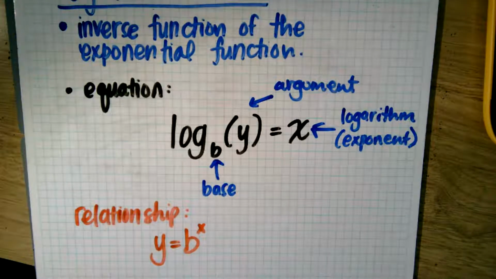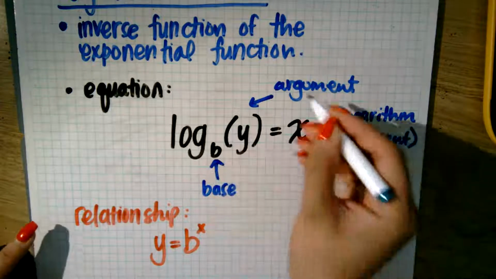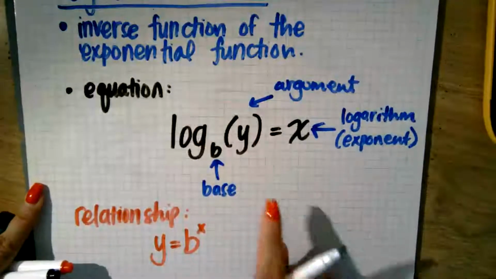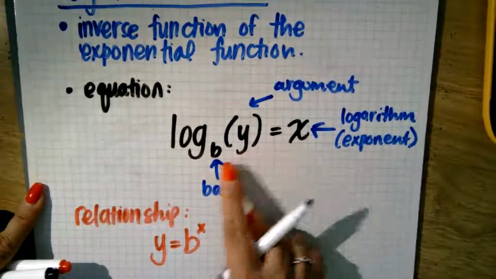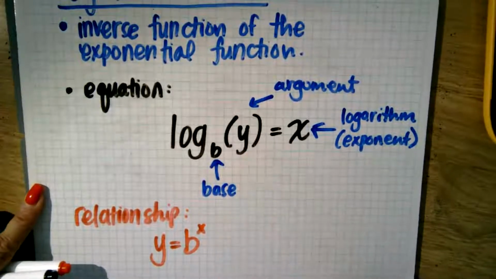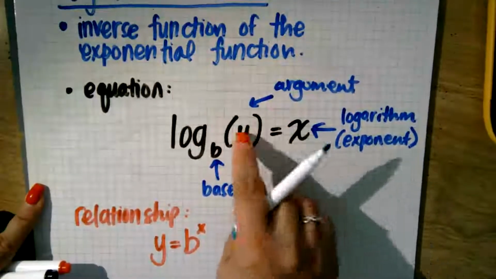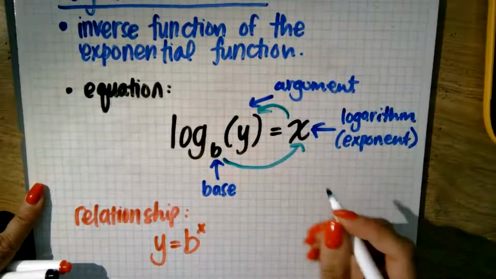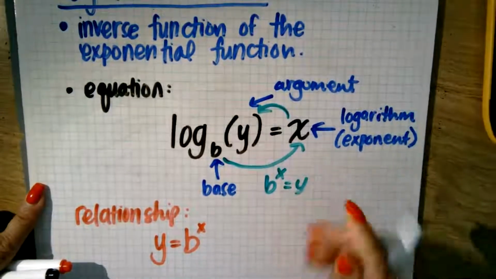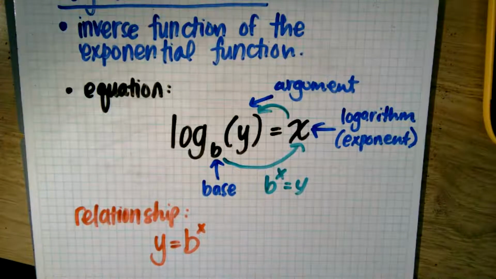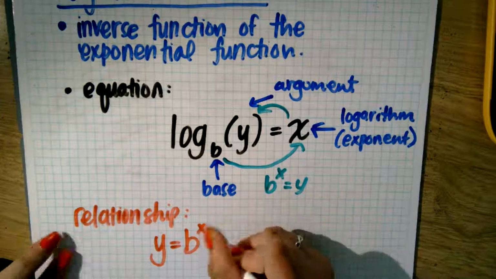Now watch what I'm going to do. I call this my counterclockwise situation. Do you see how I say y is equal to b to the x? Or we can say b to the x is equal to y. Essentially, these two things are the same thing. Yes? Awesome. So this is how it is related.